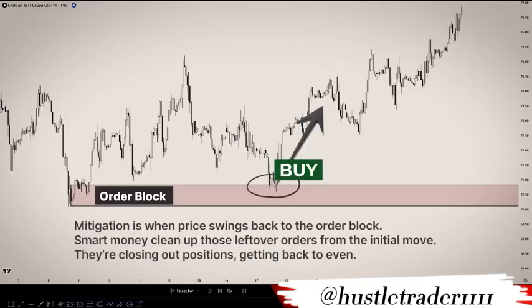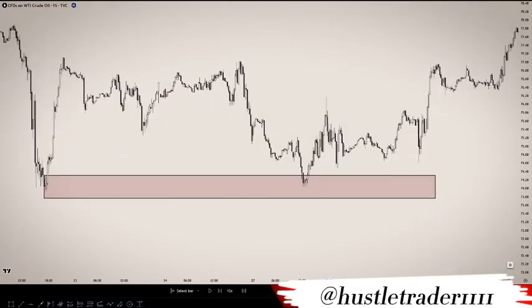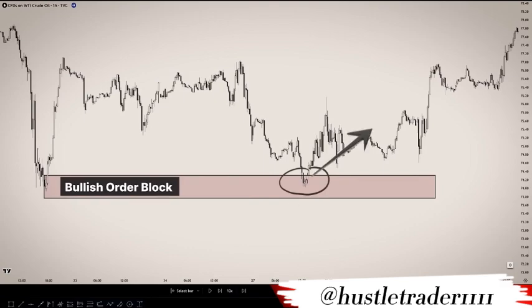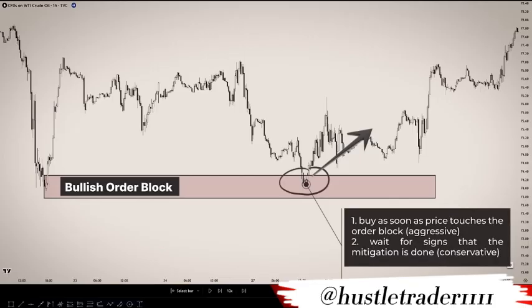When price swings back to an order block, it's often setting up for another move in the original direction. So if it was a bullish order block and price comes back down to it, that might be your chance to buy. Some may buy as soon as price touches the order block.